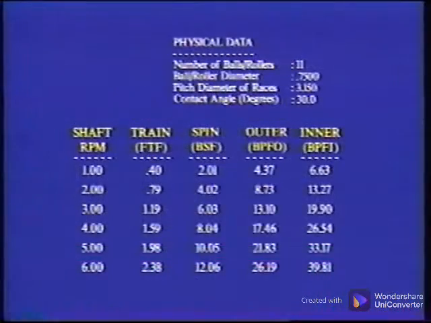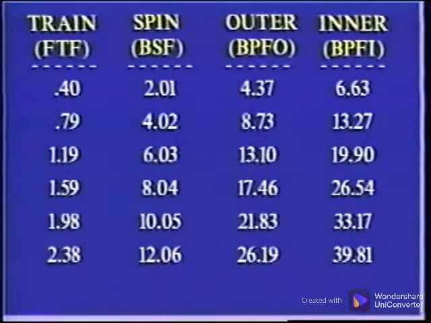We see that the outer race and inner race frequencies are changed. They may not be much different, but when multiplied 4, 5, or 6 times, the difference really shows up. Later we will see why this is so important to us.